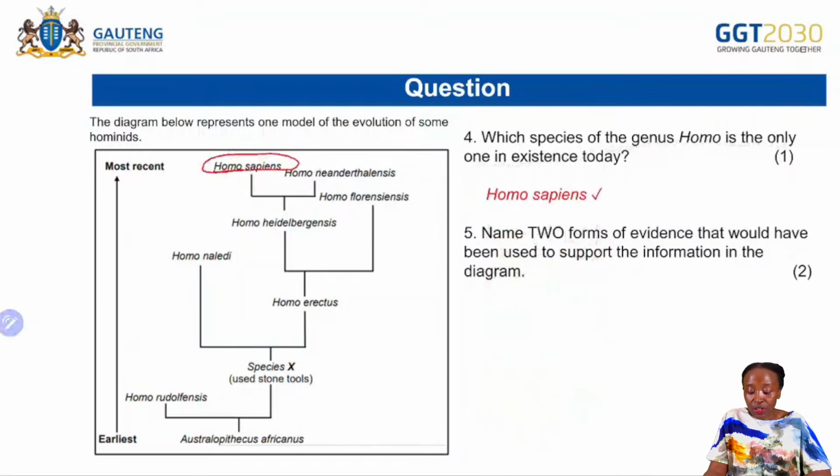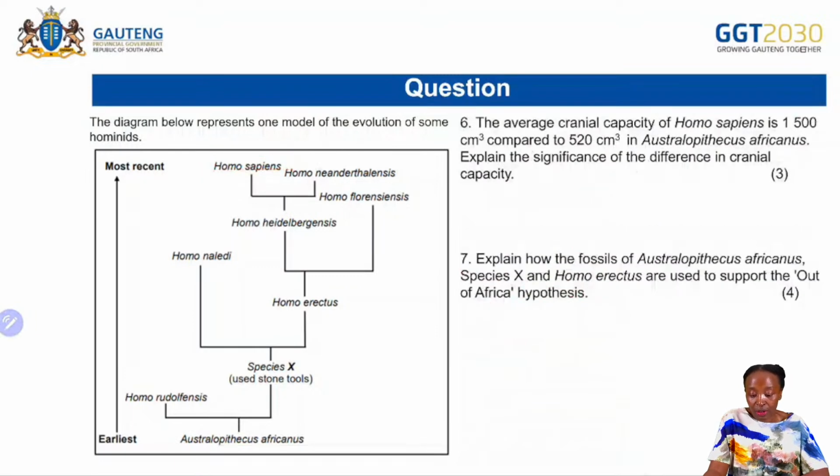Then the other question is, name 2 forms of evidence that would have been used to support the information in the diagram. Remember, we have fossil evidence, cultural evidence, and genetic evidence. So these are the types of evidence that support what? Evolution. Then going on to the next question here, the average cranial capacity of Homo sapiens is 1,500 centimeter cubed compared to the 520 centimeter cubed in Australopithecus africanus. Explain the significance of the difference in cranial capacity.